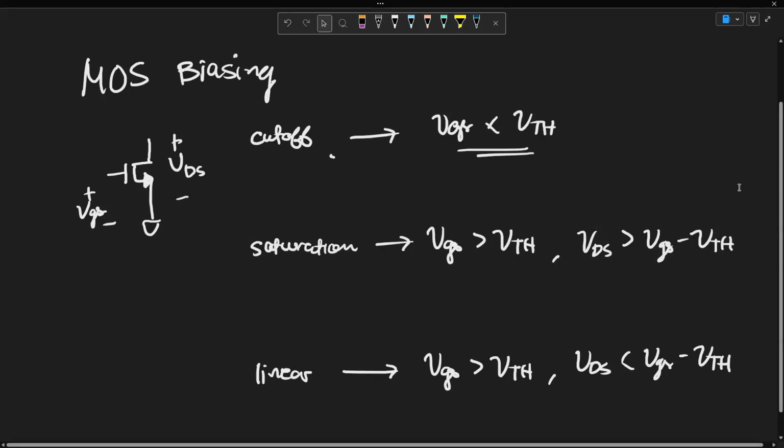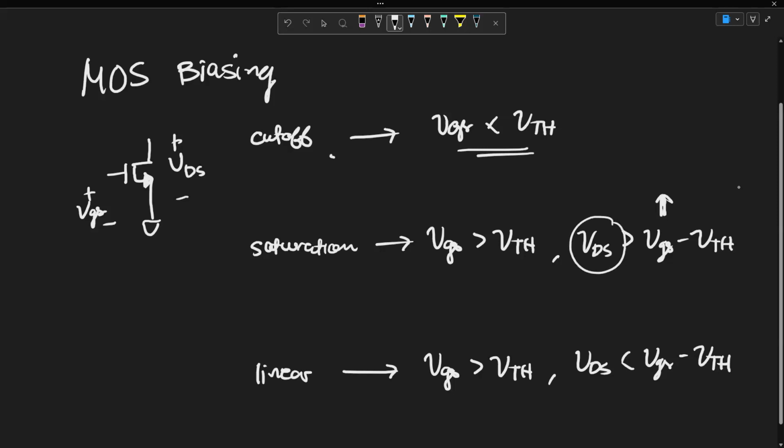So what can we observe here? Kapag tumaas si VGS, then you are in danger of getting out of saturation. Bakit? Kasi let's talk about it in an example. Sige.